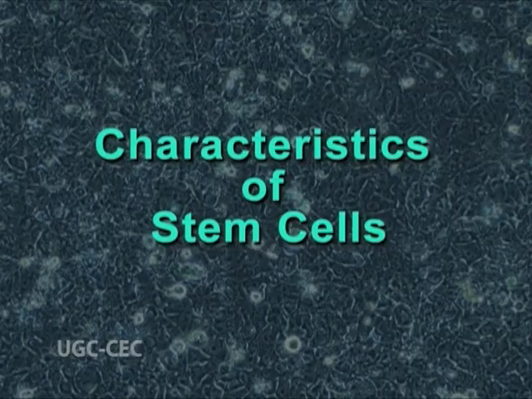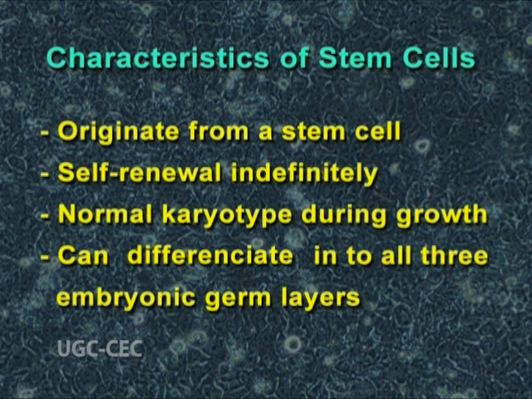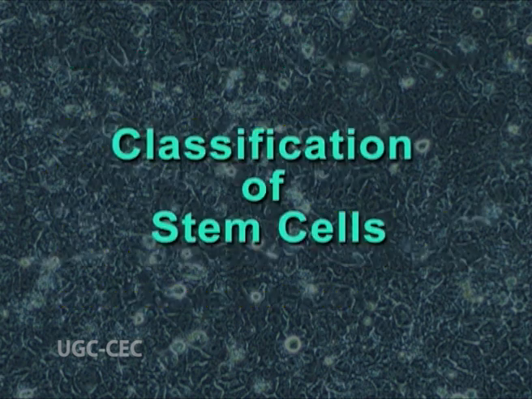Work on stem cells started somewhere in the 1960s. Characteristics of stem cells: they originate from a stem cell population, they exhibit the ability to self-renew indefinitely in the undifferentiated state. They maintain normal karyotype during growth. They can differentiate into all three embryonic germ layers.